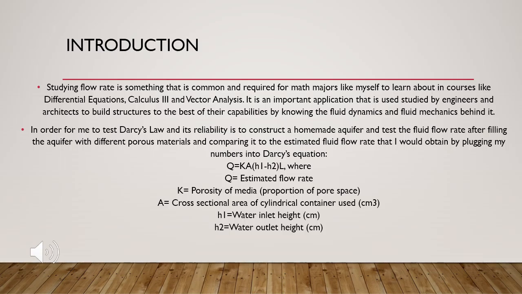Darcy's equation is given by Q equals KA (H1 minus H2) over L, where Q is the estimated flow rate, K is the porosity of the media in proportion of pore space, and A is the cross-sectional area of the cylindrical container used in centimeters cubed. H1 is your water inlet height in centimeters, and H2 is your water outlet height in centimeters.